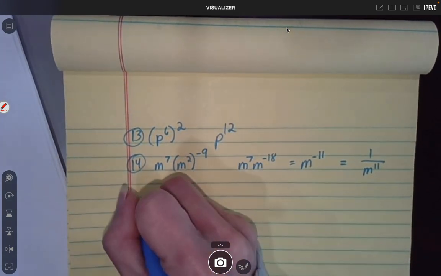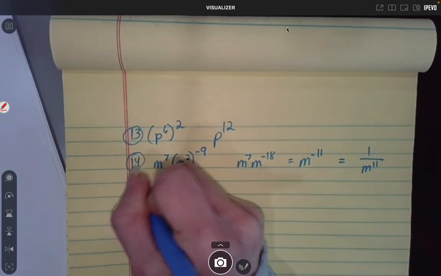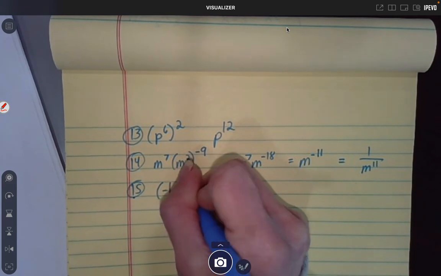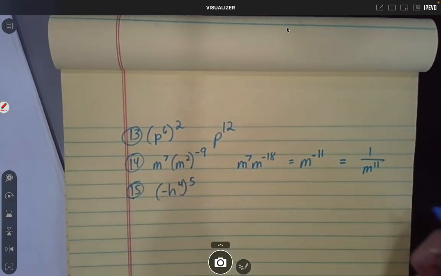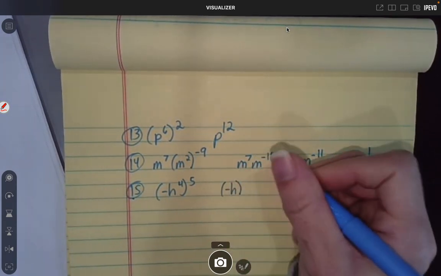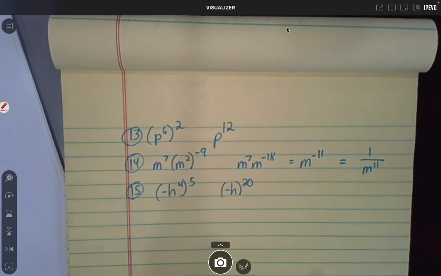Okay, here's another one. Negative h to the 4th to the 5th. What do you do with those two numbers? Multiply. So it's negative h to the, what's 4 times 5? 20. There you go. If you didn't put parentheses, that would have been fine.